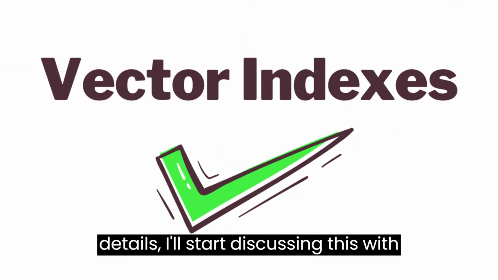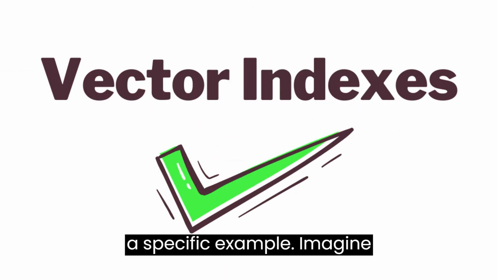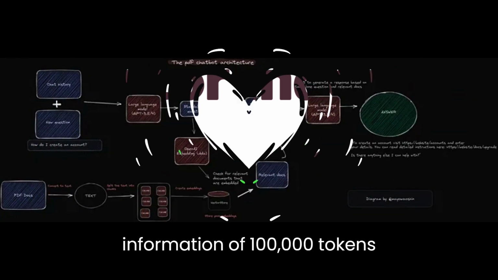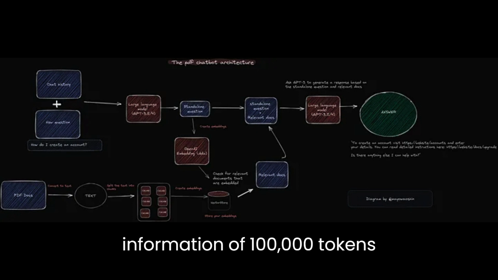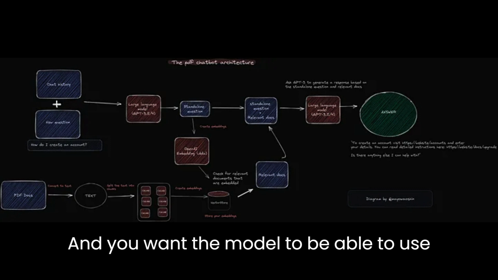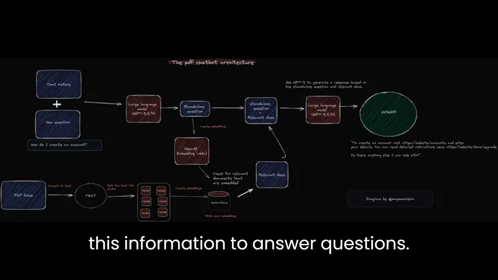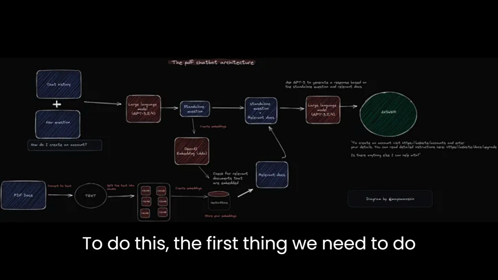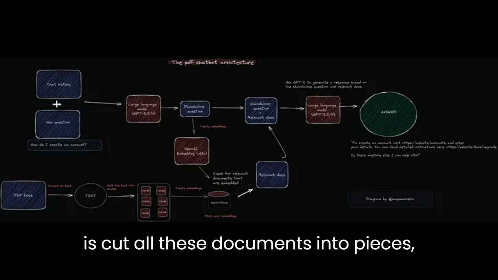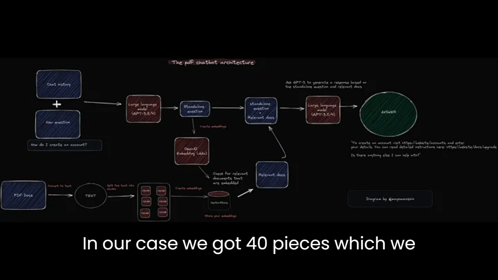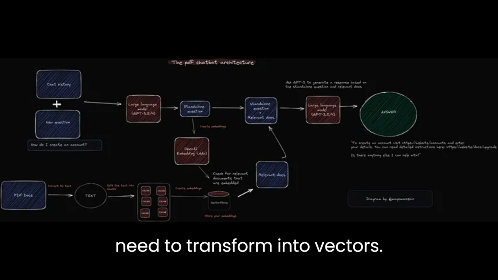I'll start discussing the details with a specific example. Imagine that you have 100 documents containing information of 100,000 tokens, 70 to 80,000 characters. And you want the model to be able to use this information to answer questions. To do this, the first thing we need to do is cut all these documents into pieces, say, 2,000 characters each. In our case, we got 40 pieces, which we need to transform into vectors.